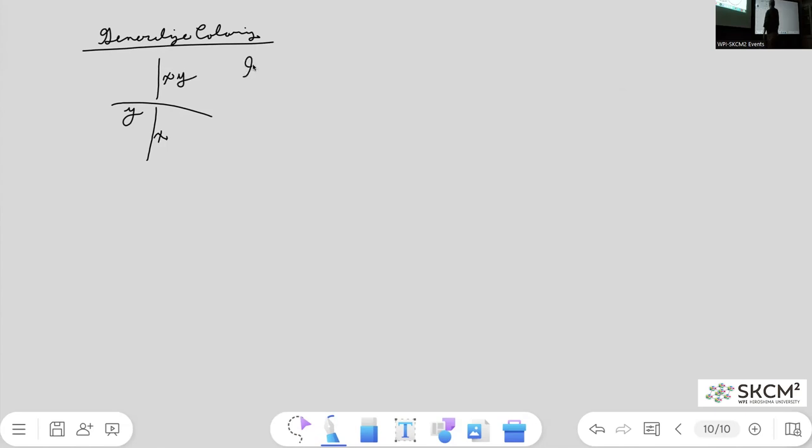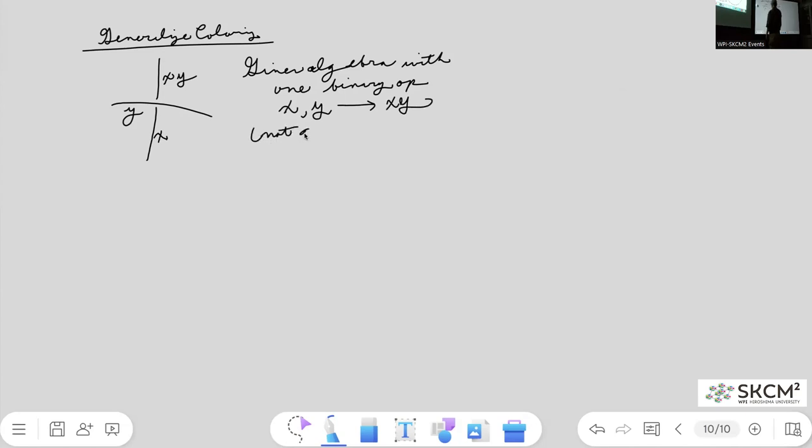So we're going to be given an algebraic structure, given an algebra with one binary operation, which, unless I need to, I'll just write as xy, like that. Not associative. We'll see why in a moment. And then we need some axioms.